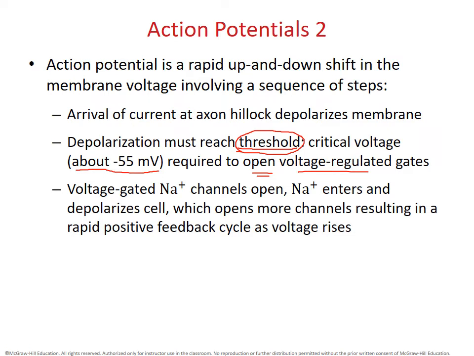Okay, so if the depolarizations caused by the local potential changes are great enough by the time they spread to the axon hillock to cause threshold levels of depolarization, then we're going to get an action potential. Why are we going to get an action potential? Because when we hit threshold, that is enough of a voltage change to stimulate voltage-gated channels.